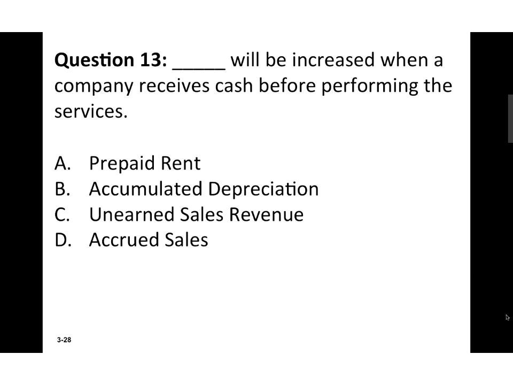Okay, a question and then we're going to move on. Blank will be increased when a company receives cash before performing the services. So what will be increased? This is a transaction. What are we going to increase if we get cash before performing a service? Think lawnmower guy. On Monday, we talked about lawnmower guy getting $600 in May for lawn mowing he's going to do in June, July, and August. So what is increased in that situation when the company gets cash? Obviously cash is increased, but what else is going to be increased?